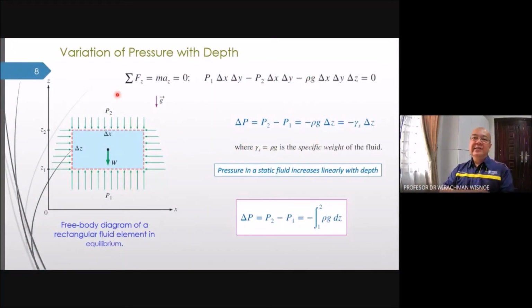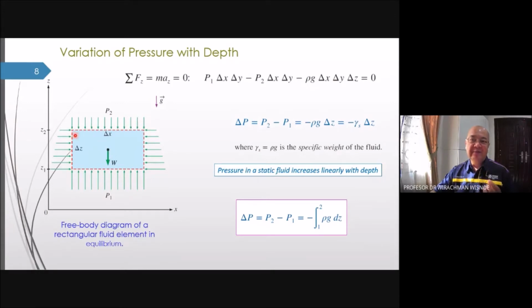Okay, now let's see. What is the variation of pressure with the depth? The question is, if I go deeper in the fluid, what will be the pressure? For that, let's draw this diagram. Suppose that we have Z, the vertical axis, and then X. We take a piece of fluid in a space with the vertical side delta Z and the horizontal side delta X. With that piece of fluid, we have the weight.